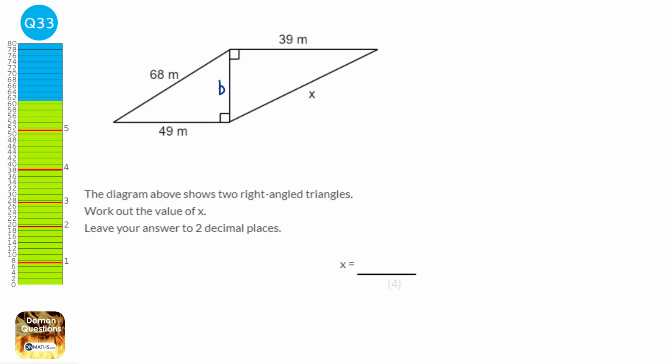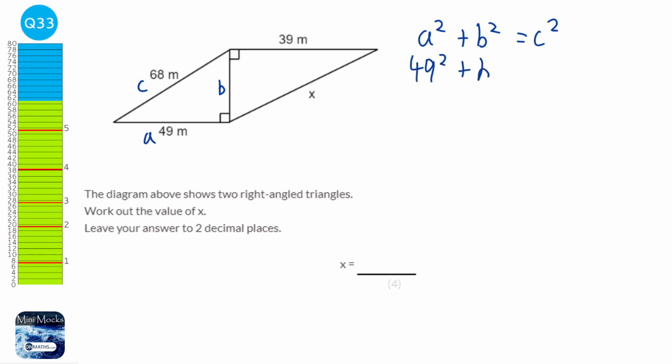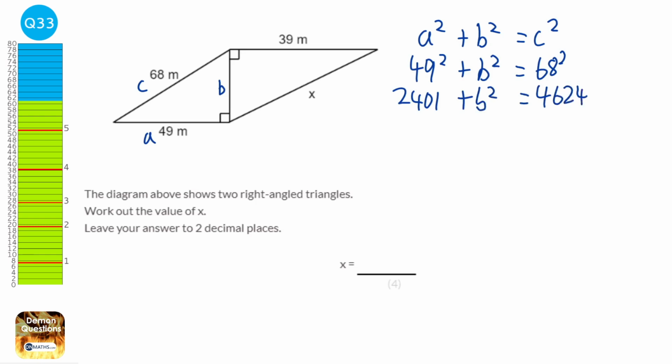And we know with Pythagoras we can find a third length if we've got the other two in a right angled triangle. So a squared plus b squared equals c squared. And a and b were labelled. C is always opposite the right angle, so it'd be 49 squared plus b squared equals 68 squared. And 49 squared is 2,401. And 68 squared is 4,624. So we are solving here, so let's get our lines down.